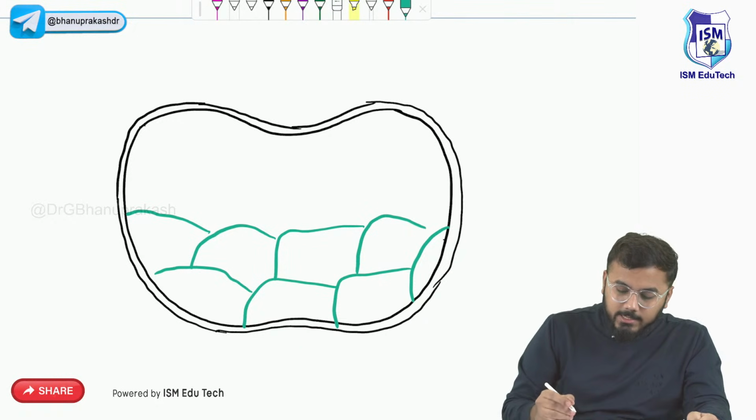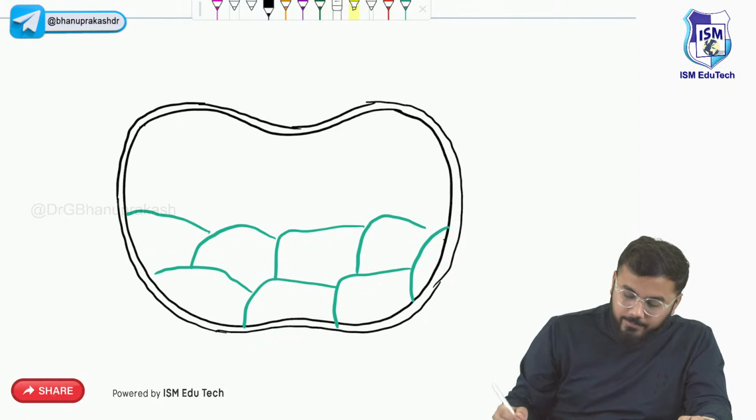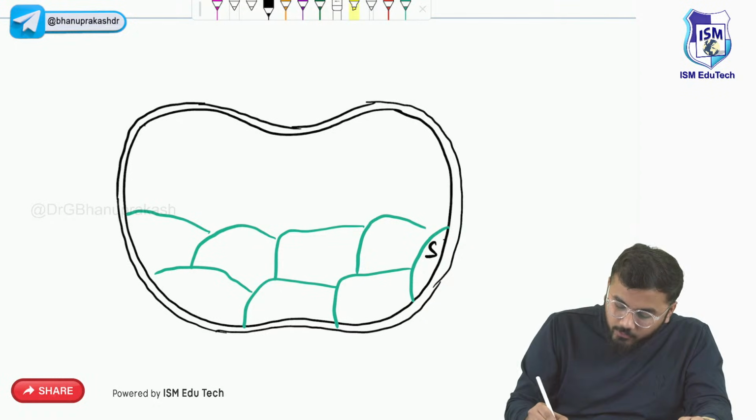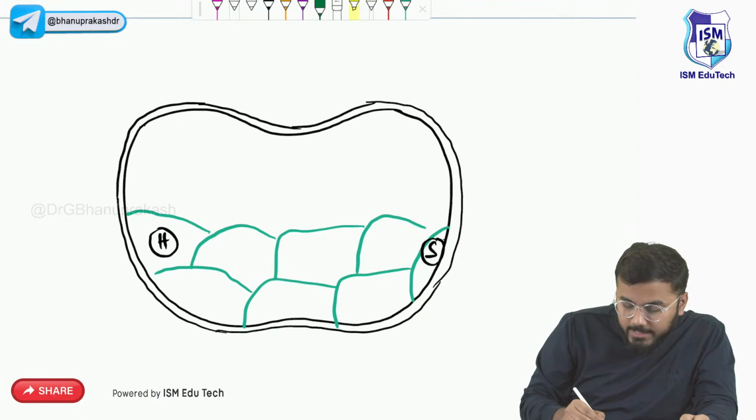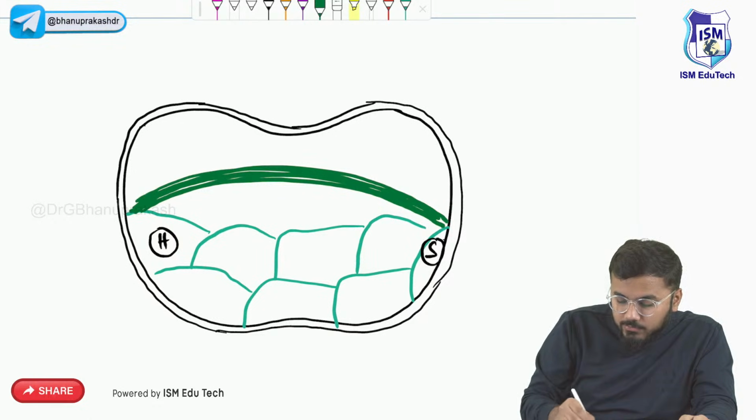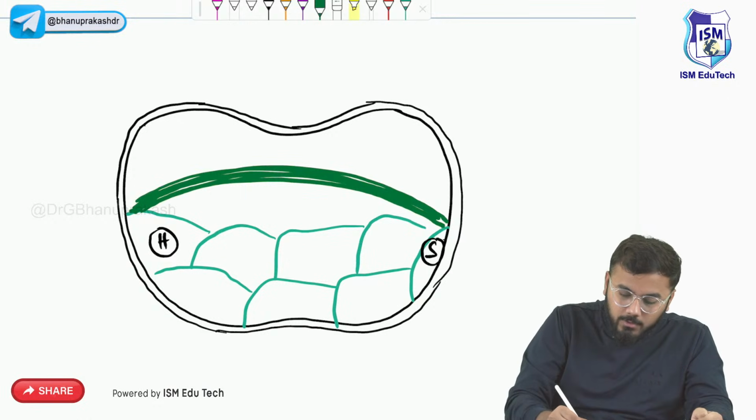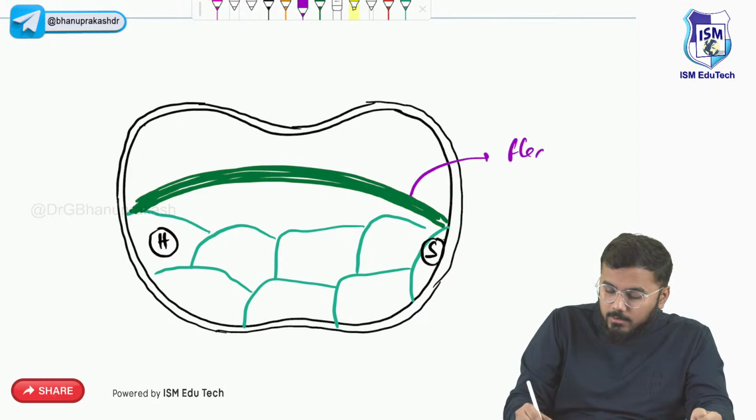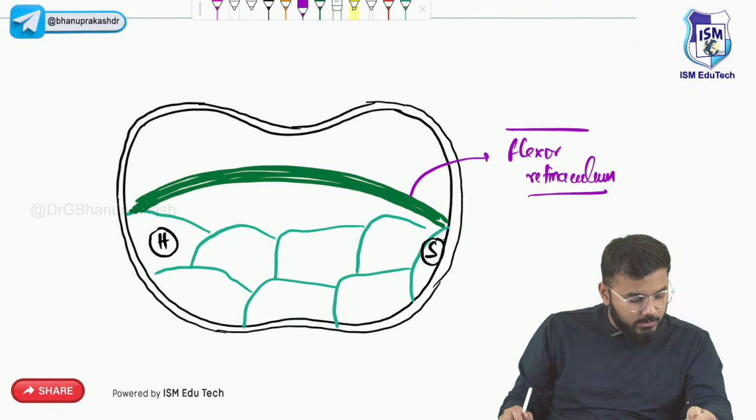So this is the thing, guys, which you have to learn here. This will be your scaphoid here, right? All the way, this is your hamate, and there is a ligament that is attached all the way like this. So what is this ligament? Anyone? This is called the transverse carpal ligament, or you also call it the flexor retinaculum.